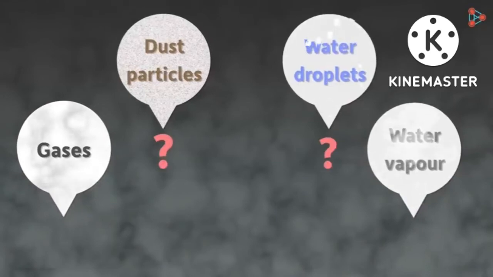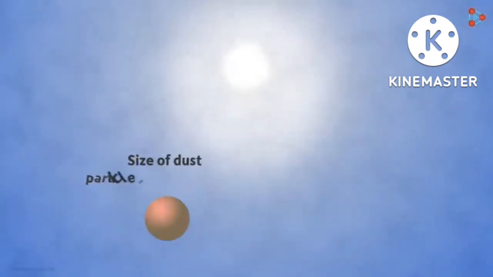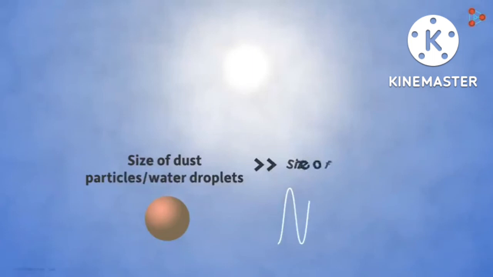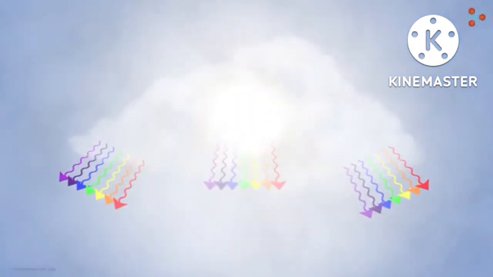Do dust particles and water droplets also scatter light? Yes, they do. They scatter light as well. However, their size is comparatively much bigger than the size of the light waves. And hence they scatter all the colors of light in equal amounts. So the white light which is entering the cloud or the dust particles emerges out as white light again. Hence the clouds appear white.